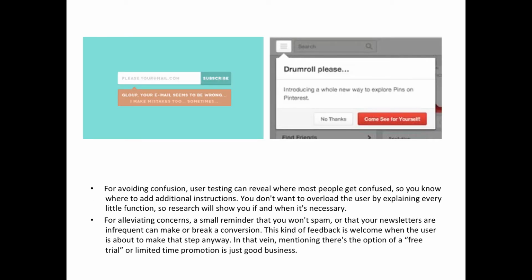For avoiding confusion, user testing can reveal where most people get confused, so you know where to add additional instructions. You don't want to overload the user by explaining every little function, so research will show you if and when it's necessary. So things like if I have to enter my username and password, sometimes it's nice to say, hey, you don't have a different username, it's your email. Hey, that helps me. That's a little bit of microcopy. But now I understand that when I'm logging in, it needs an email. It doesn't need a specific username that I have set up.